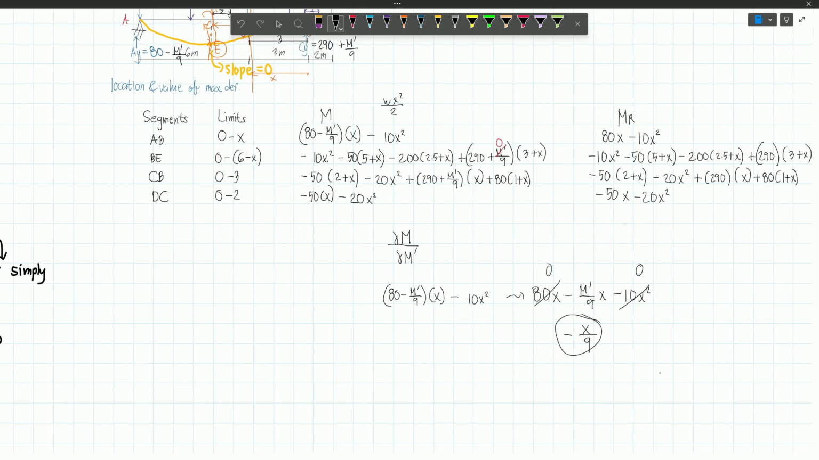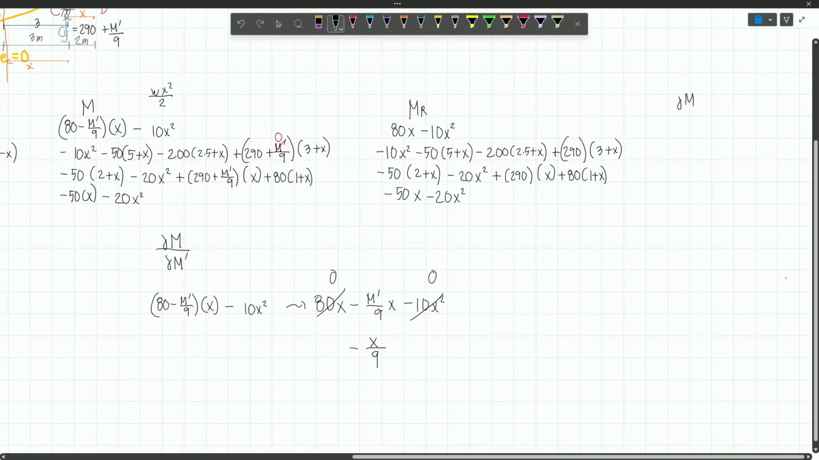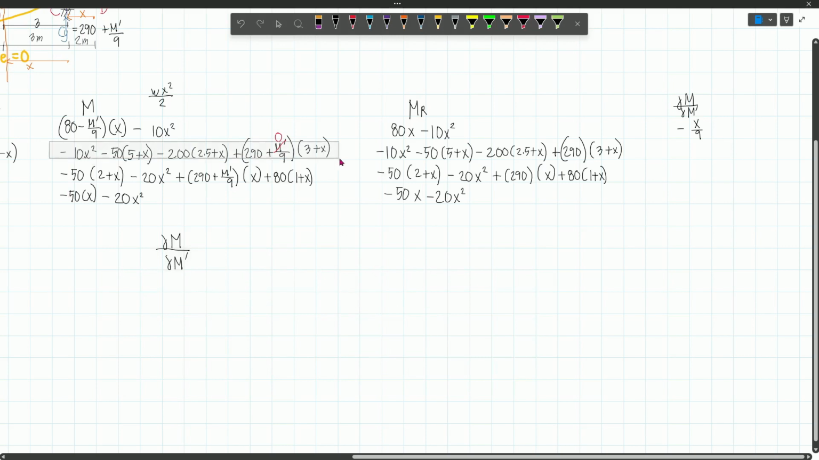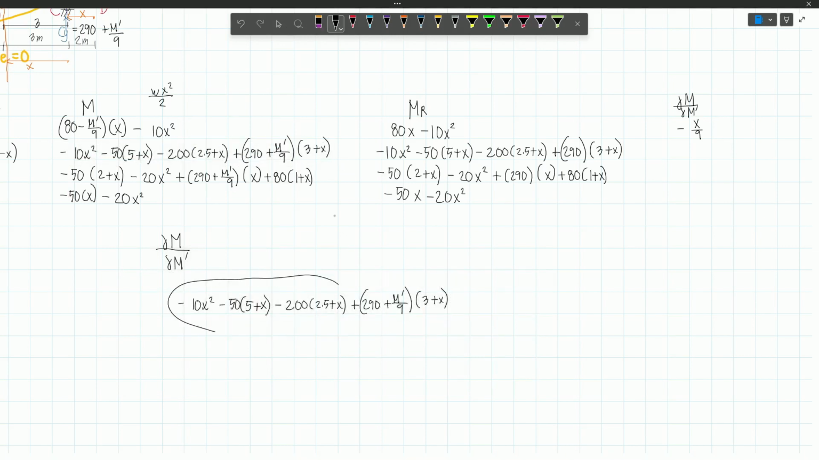This is the differentiated form. So our dM over dM prime will be negative x over 9 for the first segment. And then for this one, let's just copy this one, and then let's try to expand. Now all of these terms will just be 0 if we differentiate, because there is no M prime there. And so we will just take note of this one.